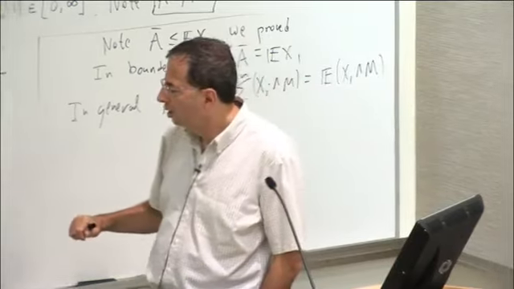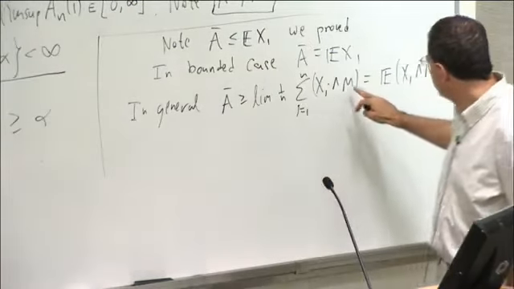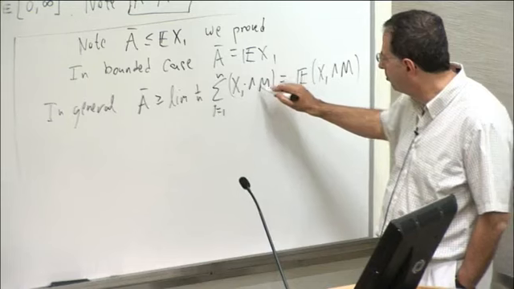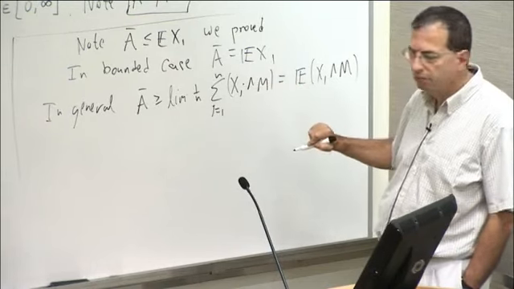Wait, what's in parentheses there? Xj minimum with a large number m. This wedge is the minimum.